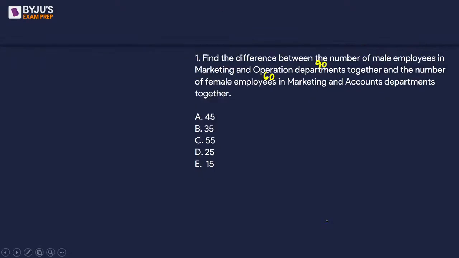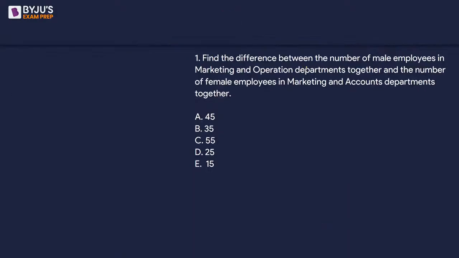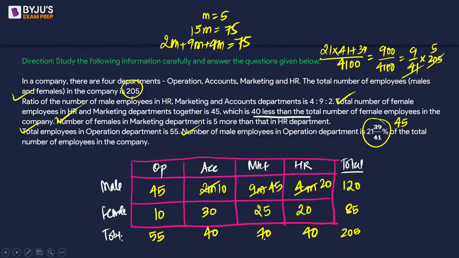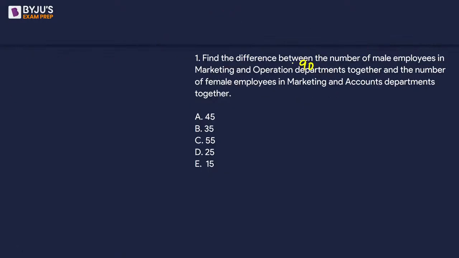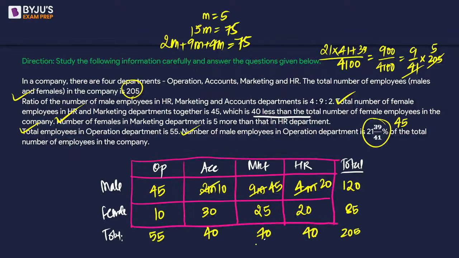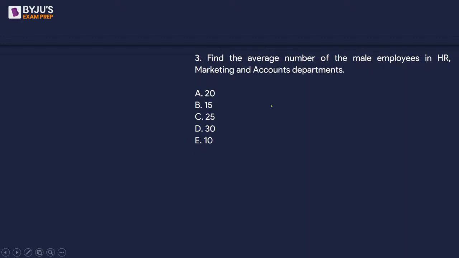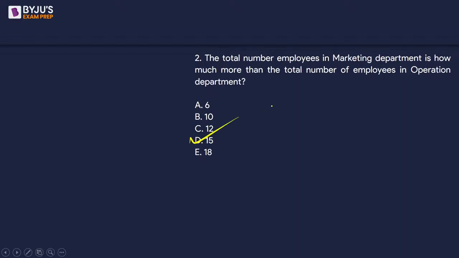Abhi check karte hain. Difference between the number of male employees in marketing and operations. Marketing and operations together is 90, and number of female employees in marketing and accounts is 55. So the difference is going to be 35. Let's hope, ab koi gadbad nahi hai. Total number of employees of marketing department is how much more than the number of employees in operations? So marketing more than operations is 15 more, right? So D, right.